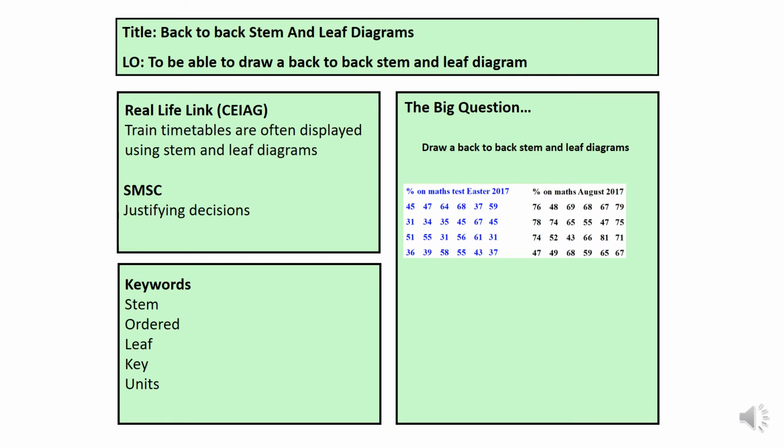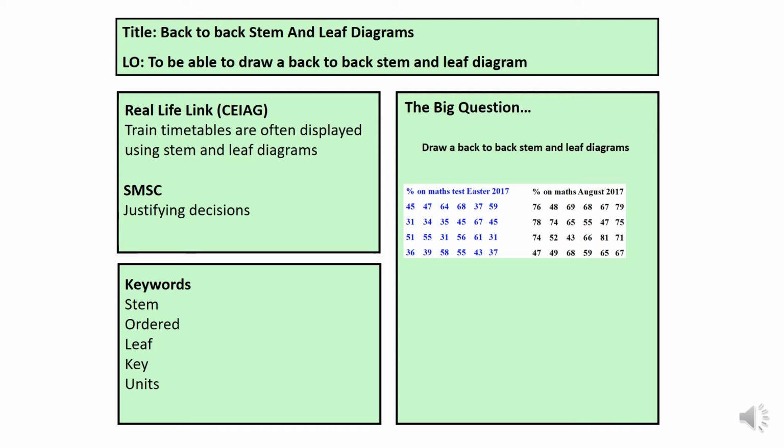If you have not seen the previous two lessons, stop the video right now, go back, see those videos first, and this video should be your third video on the stem and leaf topic. The keywords are again stem, leaf, they have to be in order. Your stem and leaf has to have a key, and unit if it is mentioned in the question.